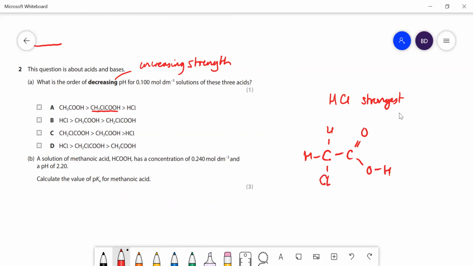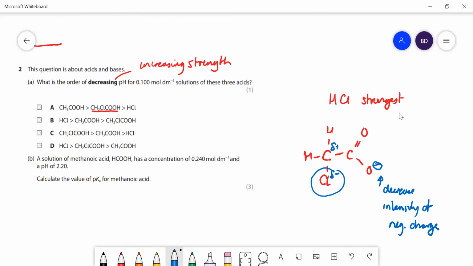because this chlorine is electron withdrawing. It's going to be delta minus, it's going to be delta positive on that carbon. So that means when it loses the proton, and it's got a negative charge on there, this chlorine drags some of it, it decreases the intensity of the negative charge. And so it makes it a slightly stronger acid. And if you had dichloroethanoic acid, it'd be even stronger, and trichloro would be even stronger still.